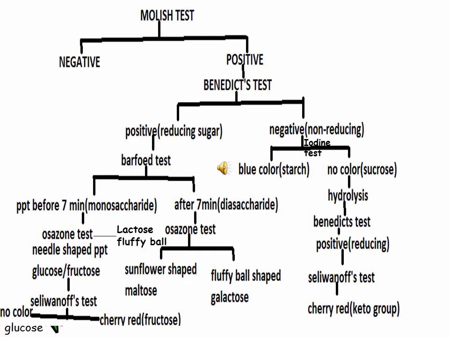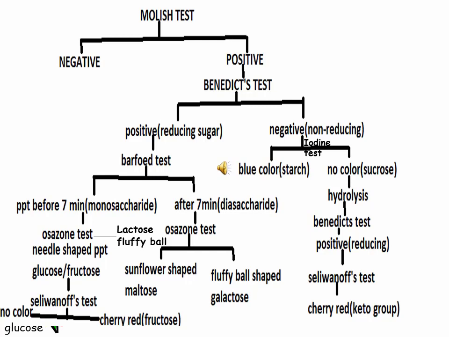If initially Benedict's test comes positive showing reducing sugar, then we have either monosaccharides or disaccharides. To differentiate between them, we will perform Barfoed's test. If precipitate is formed before 7 minutes, this shows monosaccharide is present, and if it is formed after 7 minutes, this shows disaccharide is present.